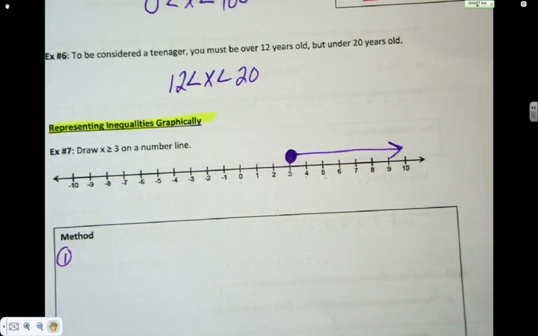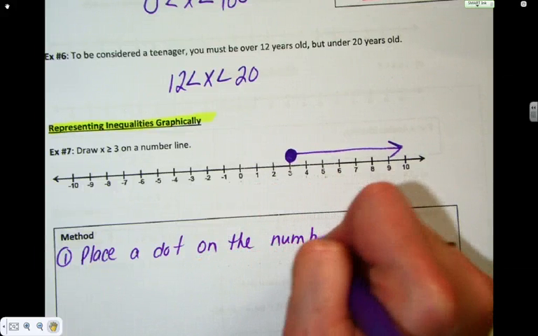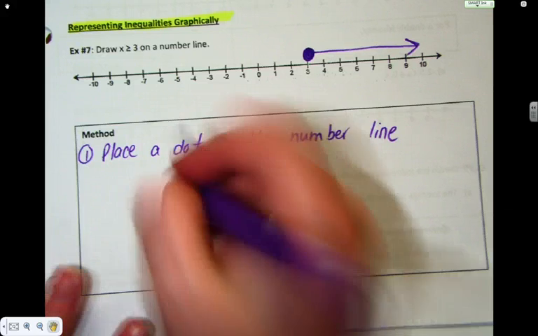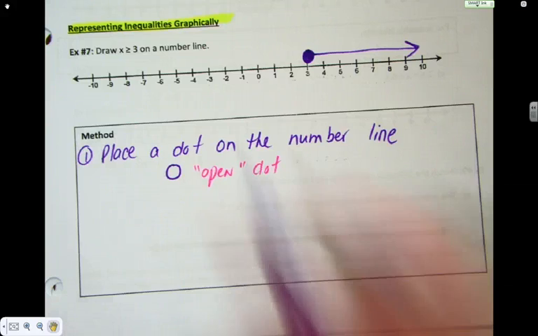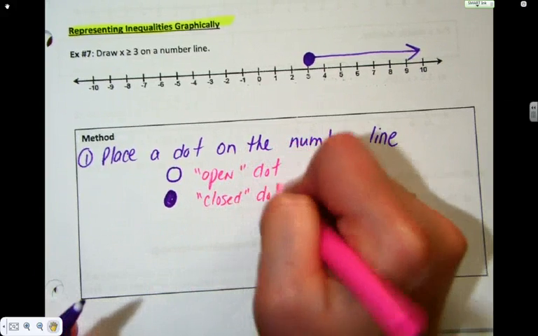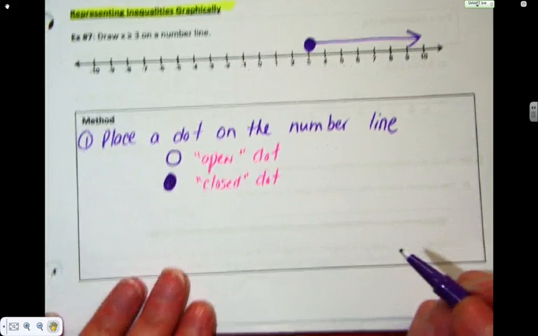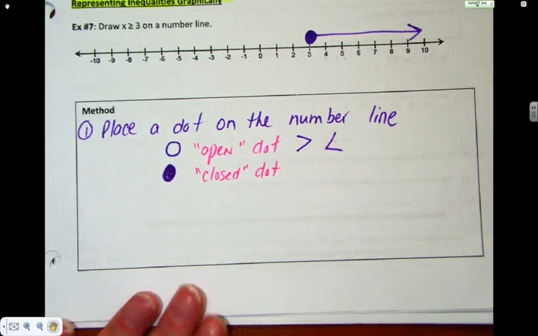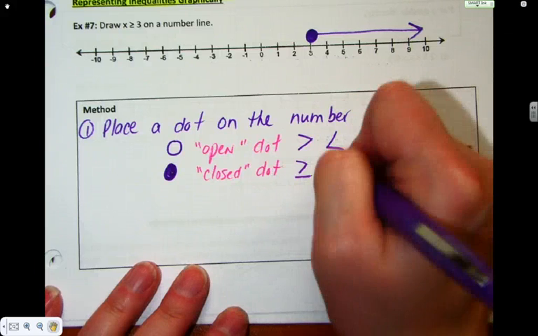Let's do that in words. Step number 1, place a dot on the number line. It's going to be what's called an open dot or a closed dot. Or again, sometimes we call them black and white. Not being racist, just the color. An open dot is if it's just greater than or just less than. A closed dot if it's greater than or equal to or less than or equal to.